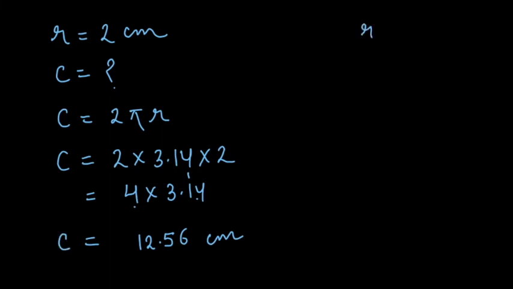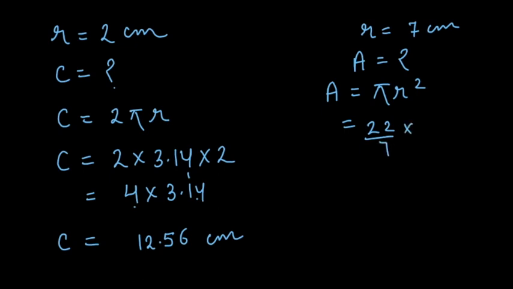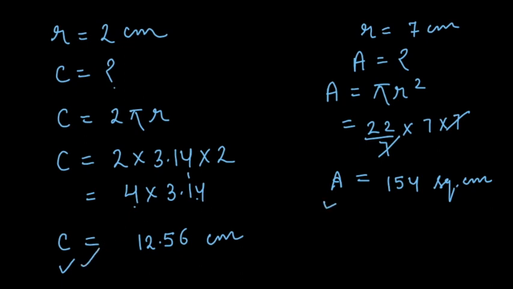Similarly, if I say r is, say, 7 centimeter, what will be the area of the circle? So the area of the circle is what? Pi r square. Let's place pi as 22 by 7. How much is r? 7 by 7. So this is cancelled. Now 22 into 7 will be 154. And area is measured in square units, so it becomes square centimeter. So this is how we calculate the circumference and area of the circle with the given radius. Okay, so you can practice more questions about the circle.